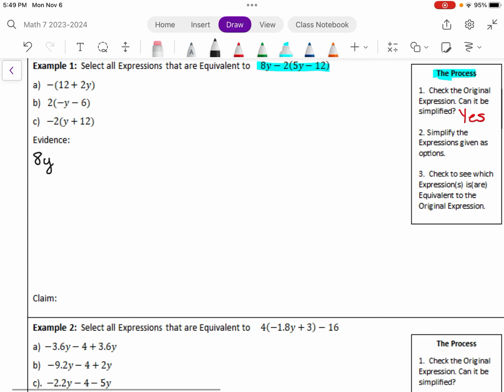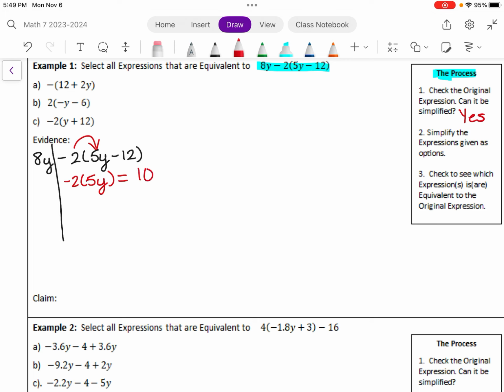I have 8y minus 2 times 5y minus 12. I'm going to separate that into 2 and distribute the right side. So distributing that negative 2 to the 5y first. Negative 2 times 5y. 2 times 5 is 10. I can't forget my y. And then I have to check my signs. I have a negative and a positive, which tells me I have a negative.